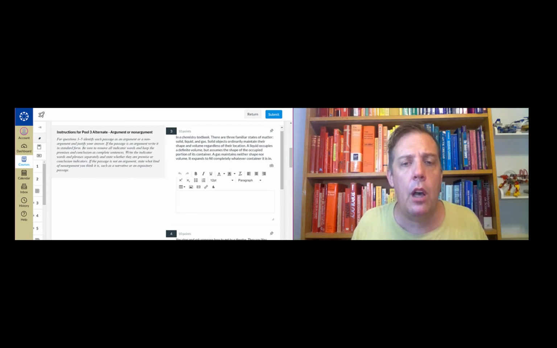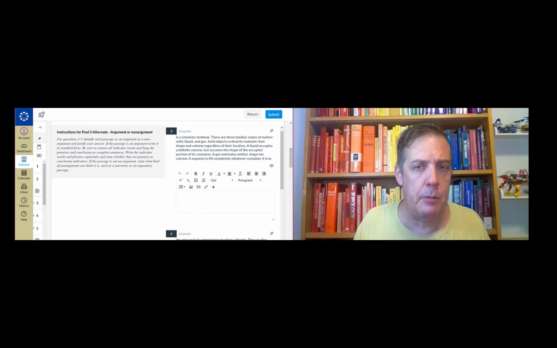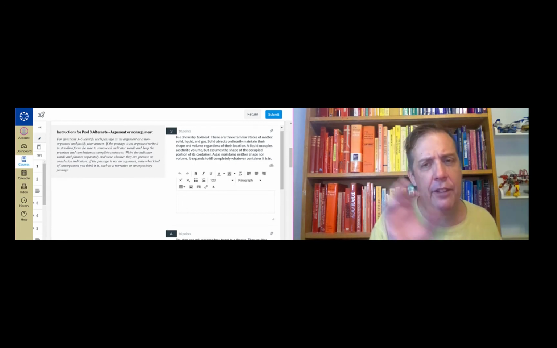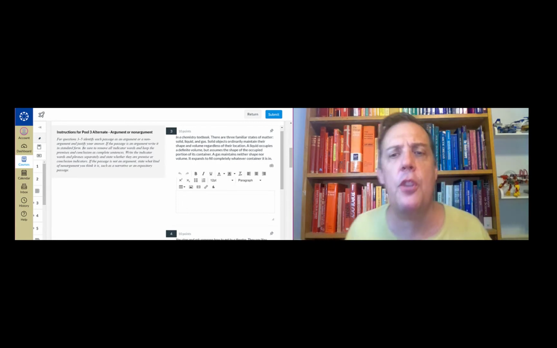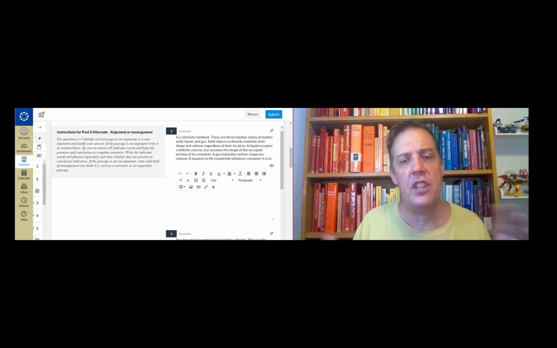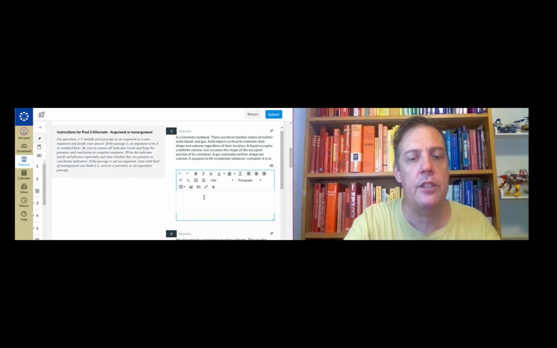So this is not an argument. We've got a bunch of statements, but some of them are not providing support, logical support for others. Some statements aren't evidence for other statements. They're just 3 independent definitions that have been arranged in a nice order. So what we're going to say here is that this is not an argument. This is an expository passage.